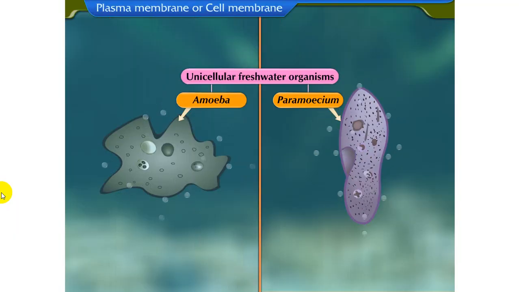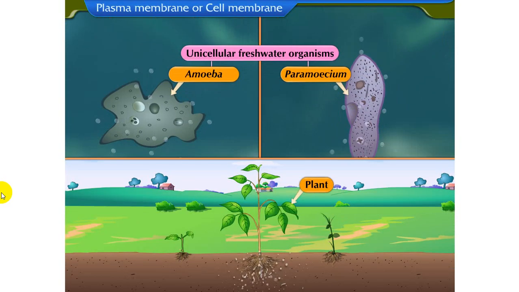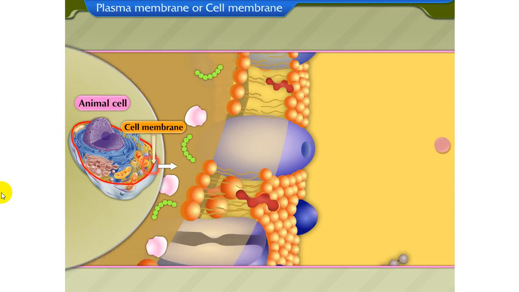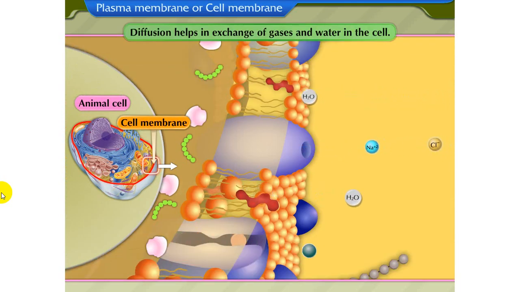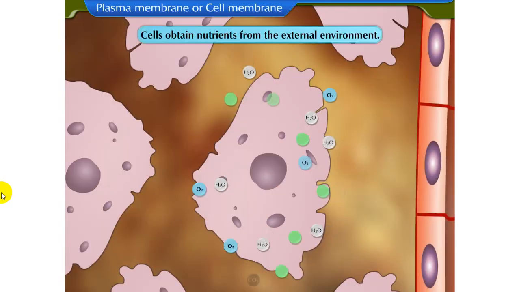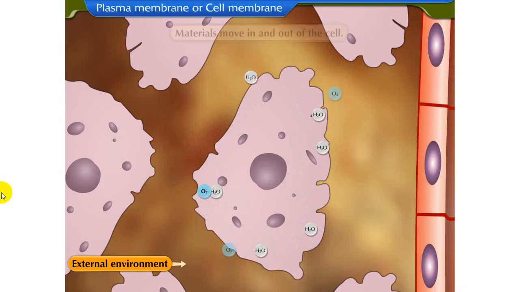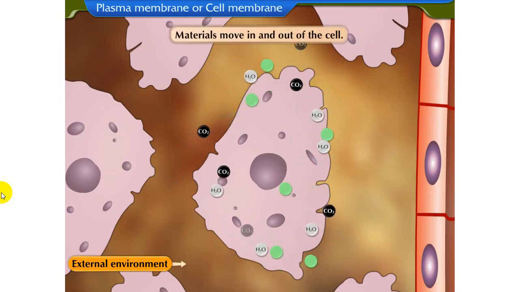Unicellular freshwater organisms and most plant cells gain water through osmosis. Absorption of water by roots of the plants is an example of osmosis. Diffusion helps in exchange of gases and water in the cell. Cells obtain nutrients from the external environment. Different materials move in and out of the cell.